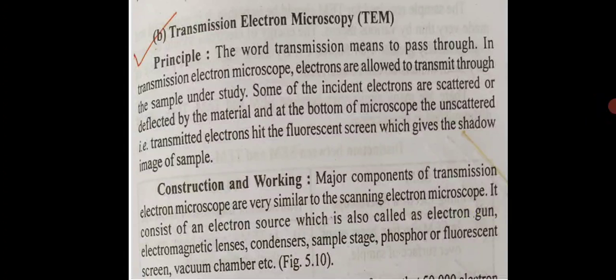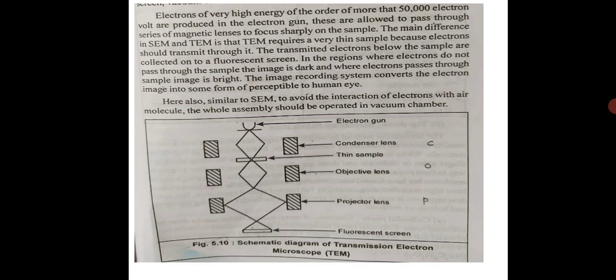Construction and working of the transmission electron microscope. The major concepts of the transmission electron microscope are very similar to the scanning electron microscope. In the last lecture, we saw the SEM. It consists of an electron source, which is also called the electron gun, electromagnetic lenses, condenser, sample stage, phosphor or fluorescent screen, and vacuum chamber, as shown in the figure.